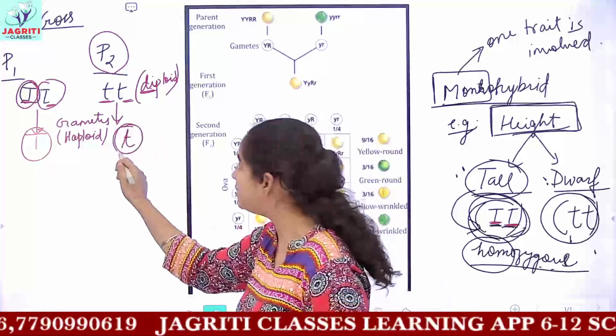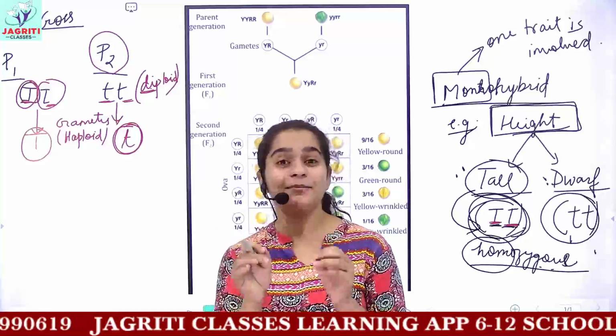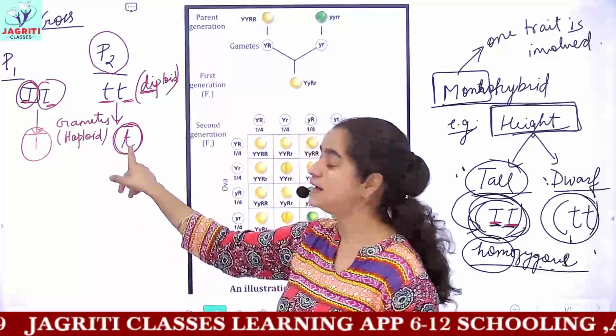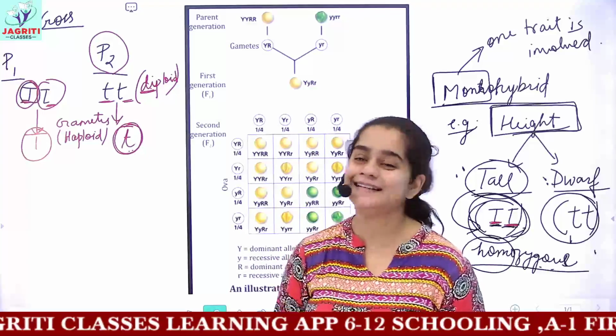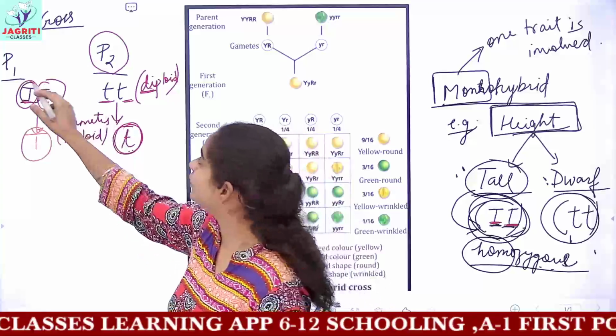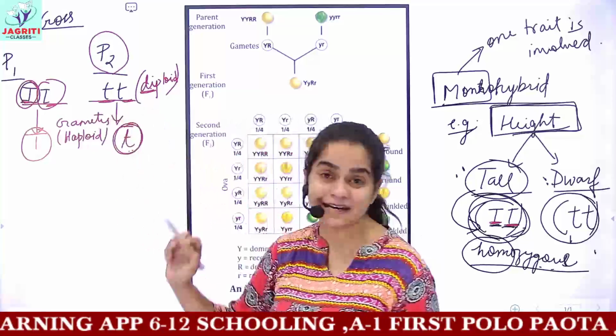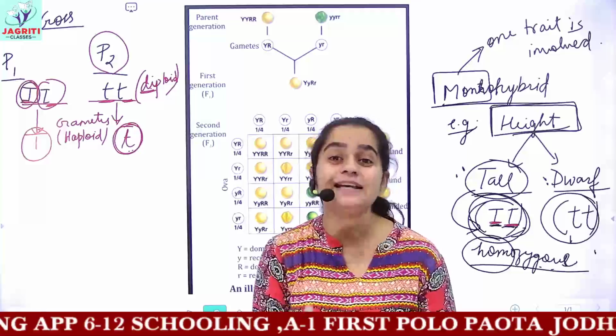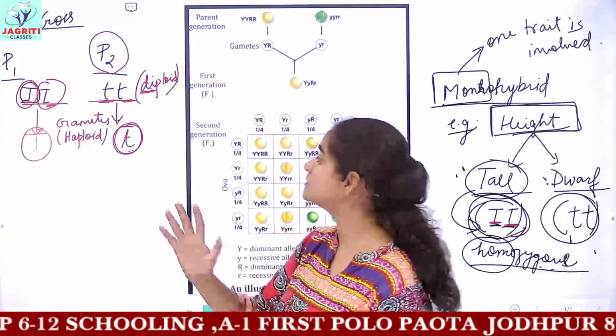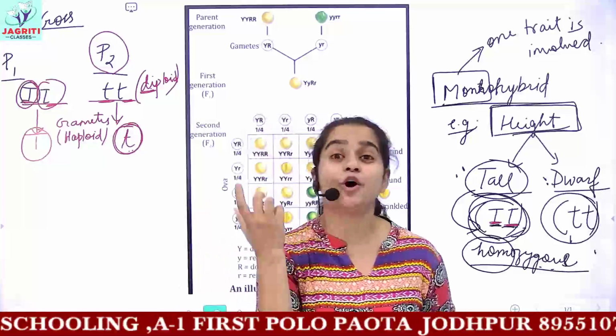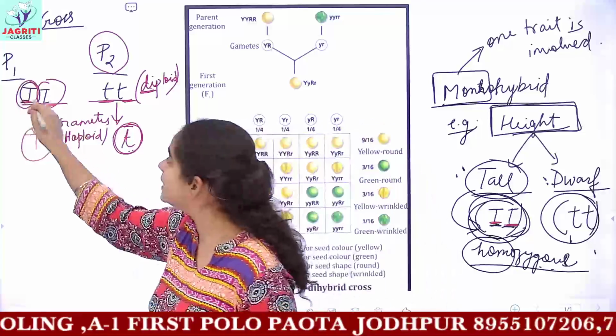So each gamete, whatever the number of gametes formed, would have the allele small t here. Now, first one is selection of parents. Next is writing the genotype of parents. Remember, parents are always homozygous. Homozygous means you can also call it pure, and pure means they have the same alleles.